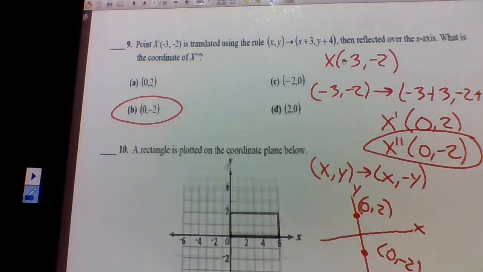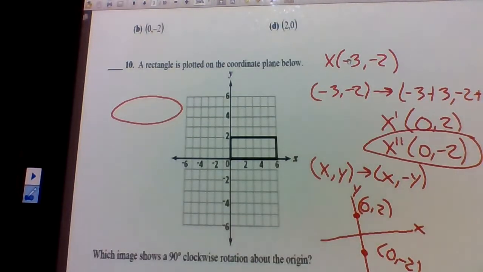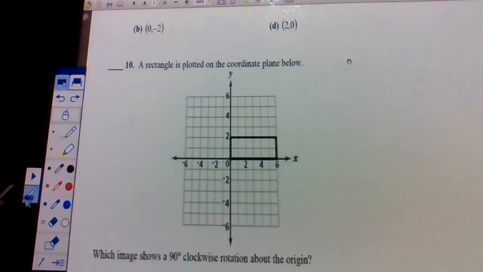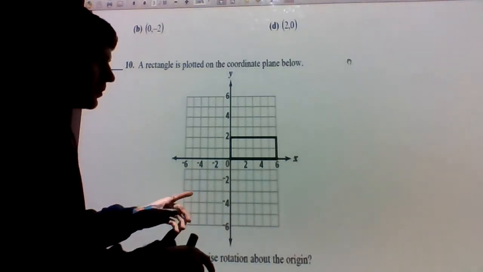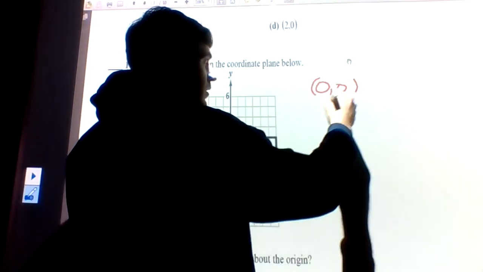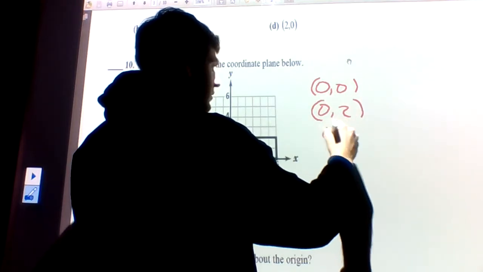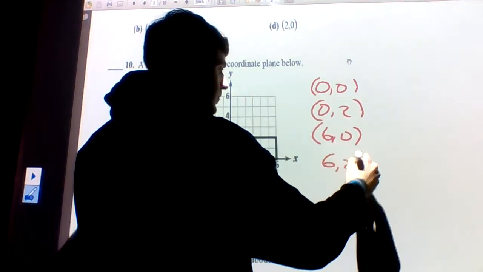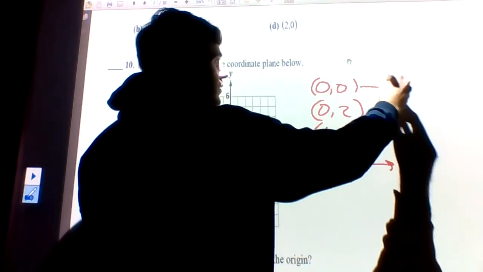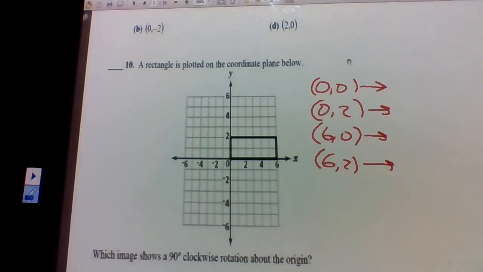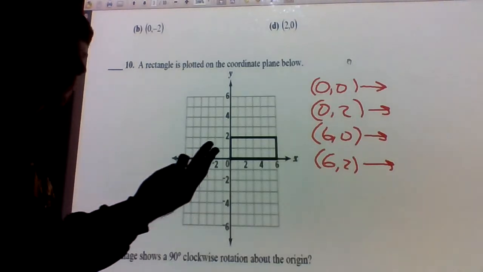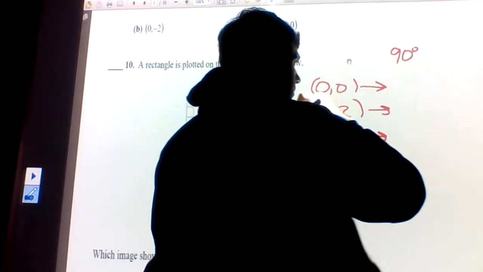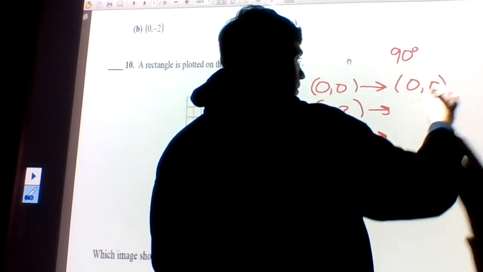And then number 10 here, a rectangle is plotted on the coordinate plane below, which image shows a 90 degrees clockwise rotation about the origin. So let's do the rotation up here and then we'll check and see which answer matches that. So I'm going to write the points off on the side. We have 0, 0. We have 0, 2. We have 6, 0. And we have 6, 2. We want to go 90 degrees clockwise. So that's this way. Okay. First thing for 90-degree rotation, we're going to flip the coordinates. And then we've got to figure out the signs.